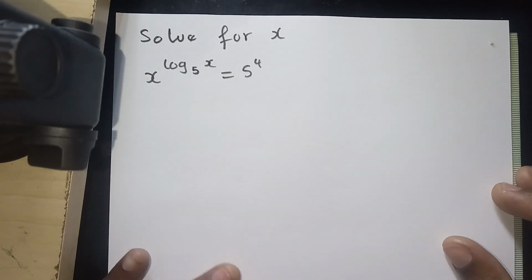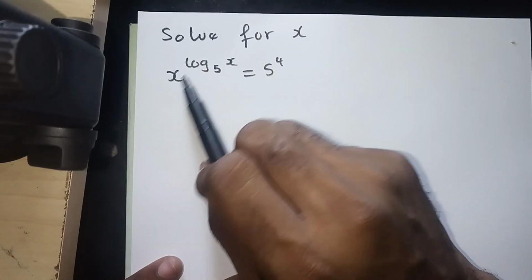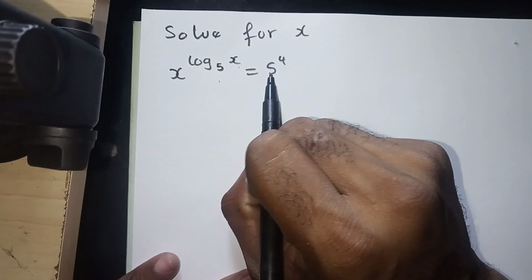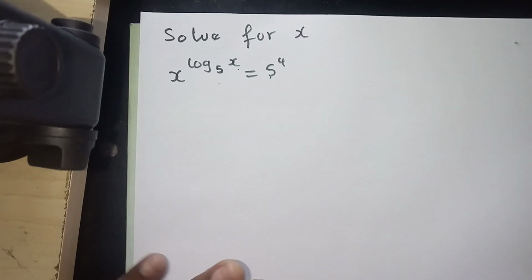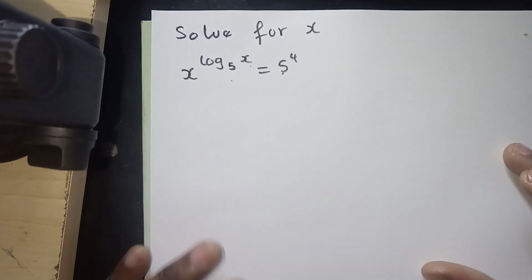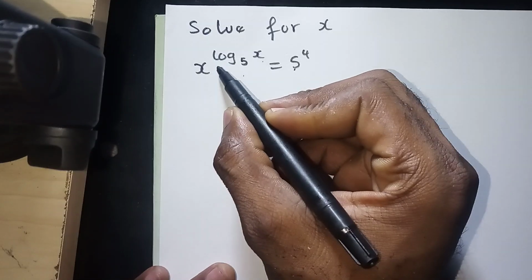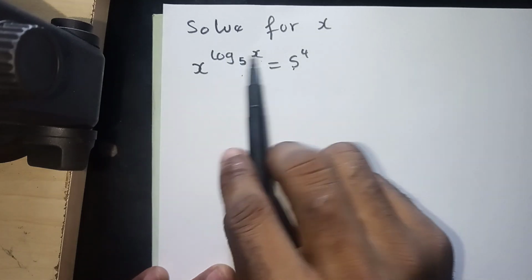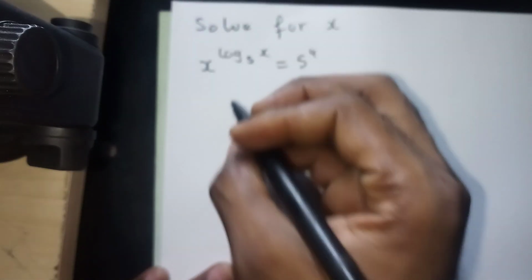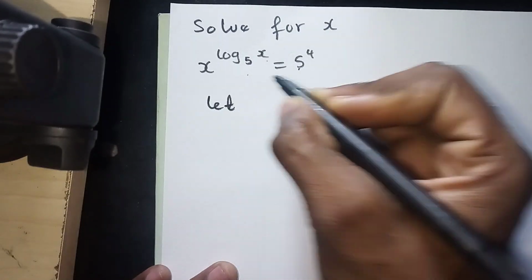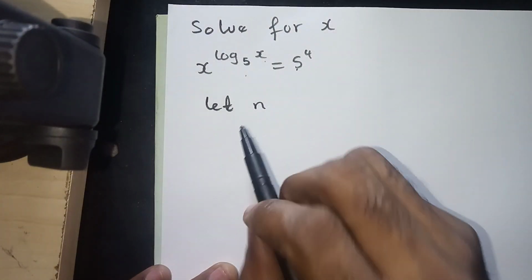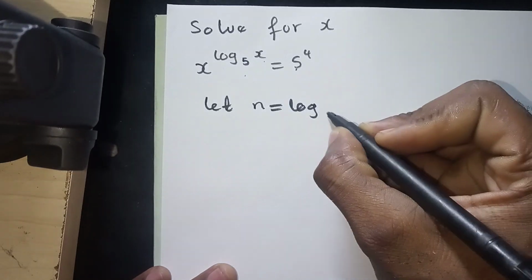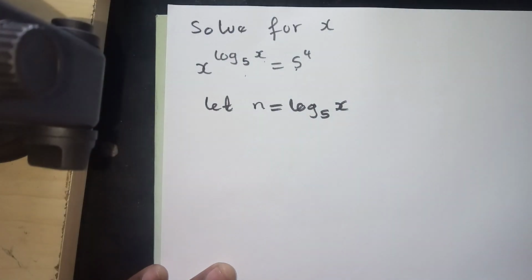And so for x, we have x to the power log 5 of x is equal to 5 to the power 4. So to solve for x here, you can just let any letter of your choice be the power there. I like using n for powers, so I can just say let n be log 5 of x.